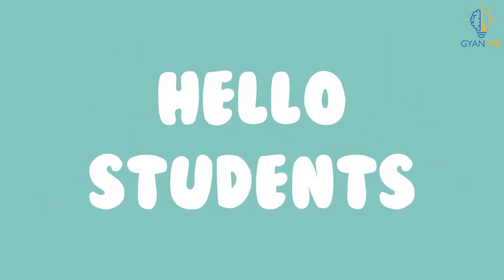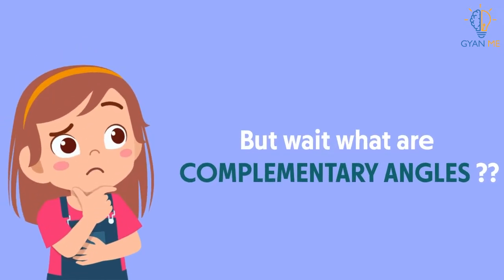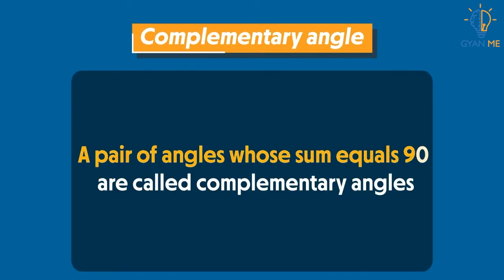Hello students, let's start learning about one interesting concept, trigonometric identities for complementary angles. But wait, what are complementary angles? A pair of angles whose sum equals 90 are called complementary angles.